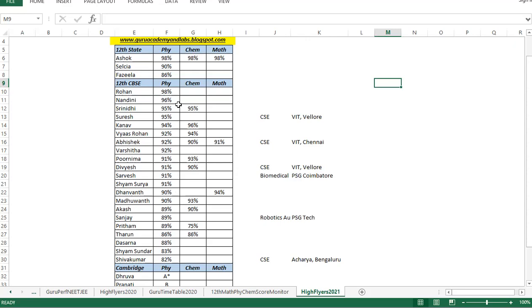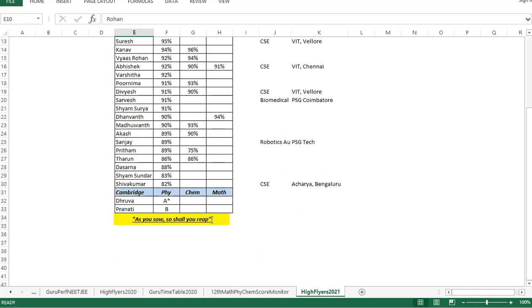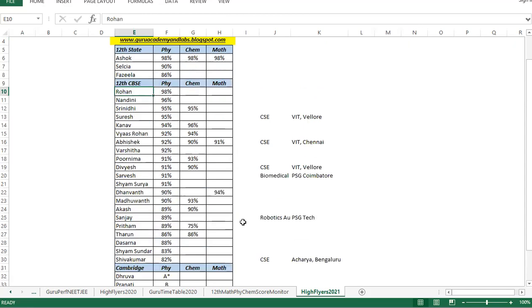Luckily these students had some good scores. For example, Rohan studied right from 11th standard, and he has been studying very well. As I always say, as you sow, so shall you reap. There is no magical formula here. Whatever you do, you're going to get the benefits out of it. So all of you are capable of getting good scores.